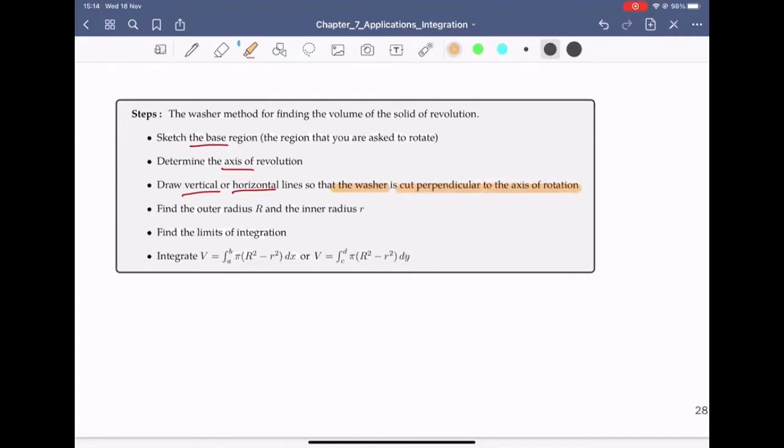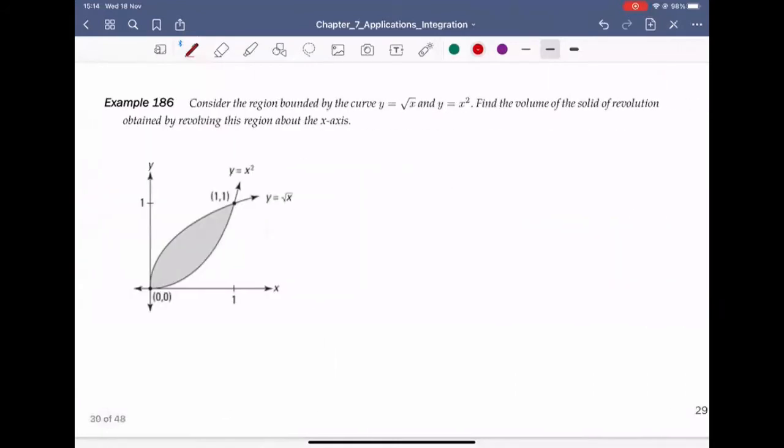If you cut parallel to the axis of rotation, that is going to be your shell method. We are going to learn that in the next section. And then after that, you can find the outer and inner radius and just put it in the integral, and that's all. It looks hard when you look at the steps here because you have to do so many things. But if you understand the picture, the best friend in your chapter is going to be the picture. As long as you can draw the picture, that will lead you to the solution for sure.